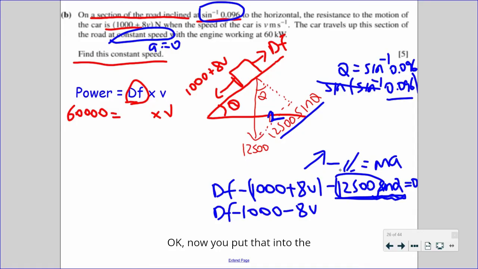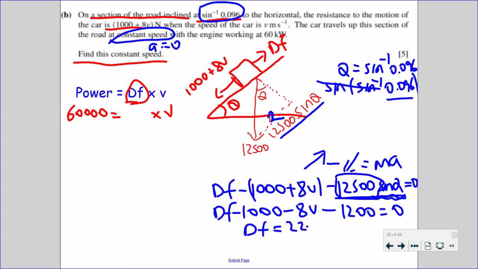Now you put that into the equation, and that should give you 12,500 times 0.096. Right, so that's 1,200. And if you solve this, you get DF. This is what you get for DF, the driving force, and then you put that into here.